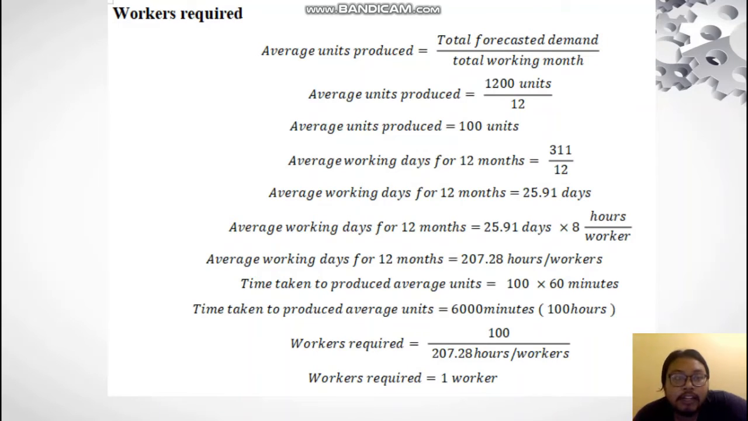Next, we calculate the number of workers. We get all the units from the break-even analysis, and as you can see from the calculation, we conclude that the total worker needed for 1,200 units cumulative demand is 1 worker. The average production per month is 100 units with 26 working days and 8 hours working time.